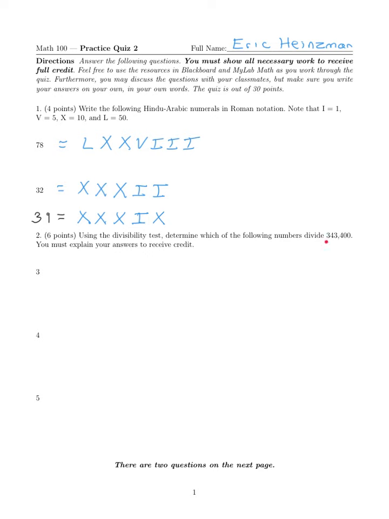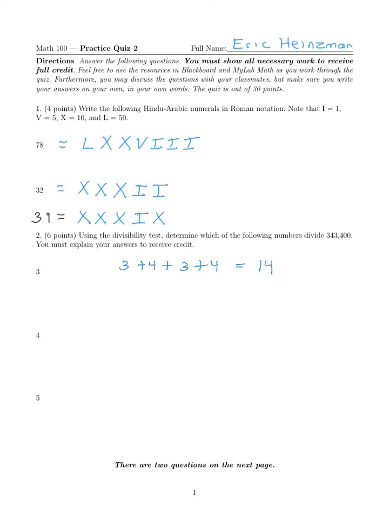For question 2, I want to use the divisibility tests to determine whether 3, 4, or 5 divide into 343,400. The rule for 3 is, if the sum of the digits is divisible by 3, then 3 divides this number itself. So what I'll do is, I'll take all the non-zero digits in 343,400, which is 3, 4, 3, and 4, and I add them together. That's 8 plus 6, that is 14.